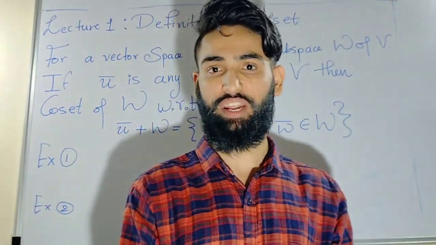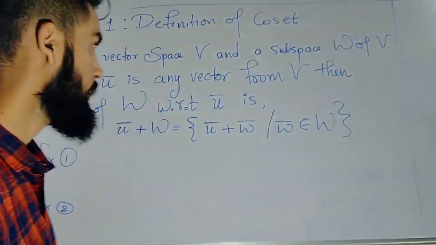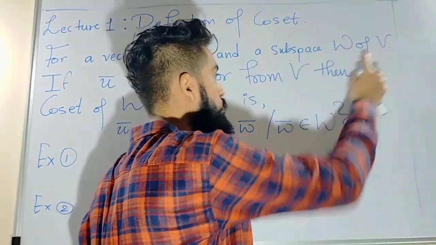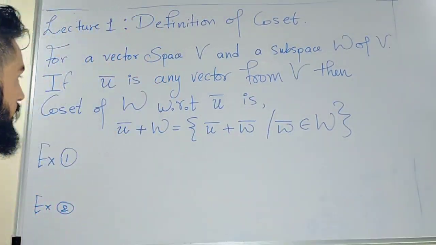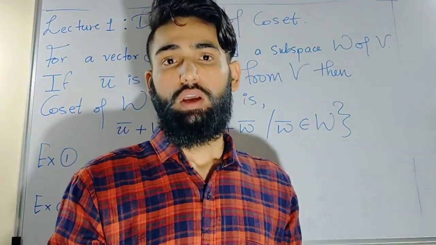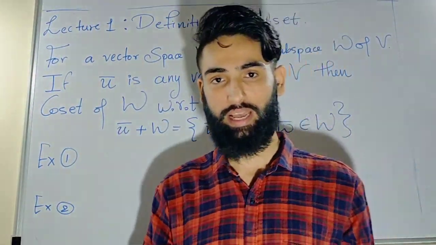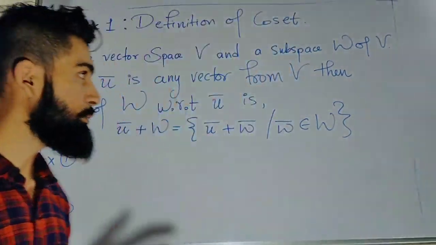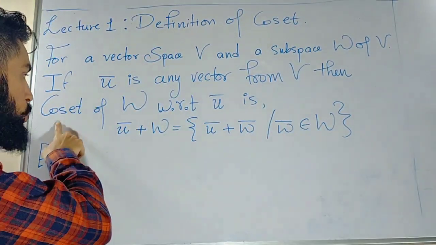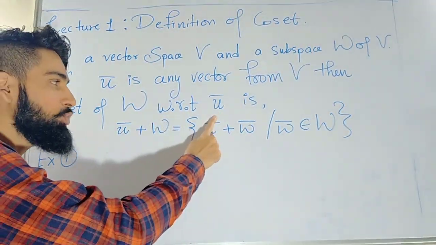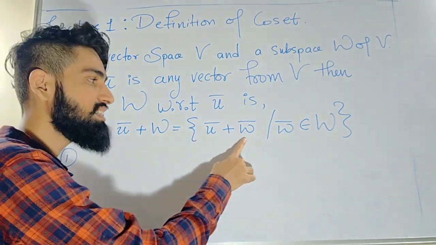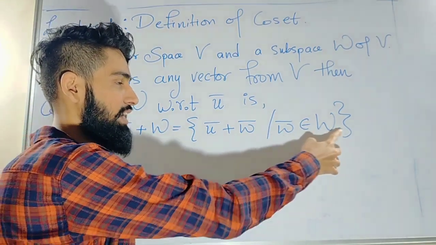Okay, let's start the definition now. Suppose I have a vector space V and a subspace W of V. If my u bar is any vector from V, where elements of V are called vectors and elements of R will be called scalars, so that means u bar is any element of the set V, then the coset of W with respect to u bar is defined as u bar plus W, the set of u bar plus w bar such that w bar is an element of W.